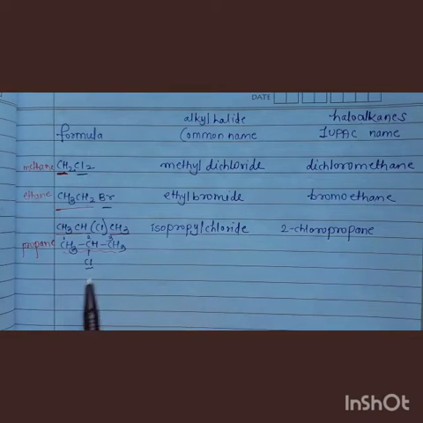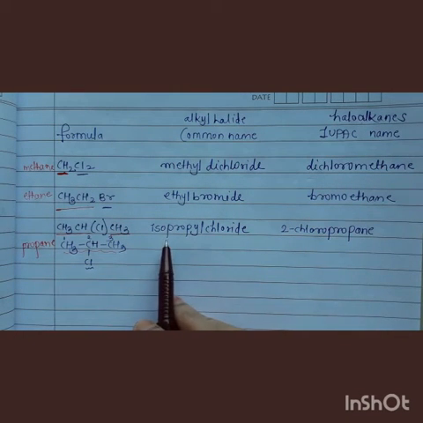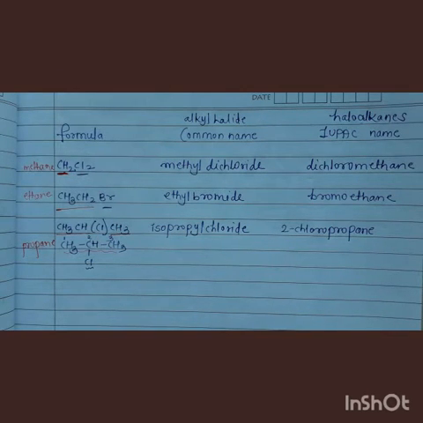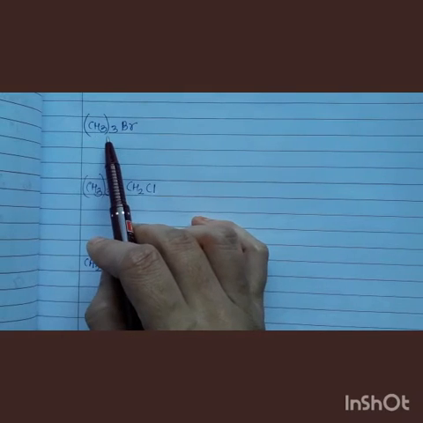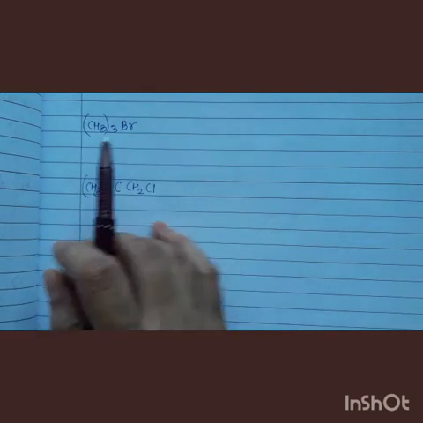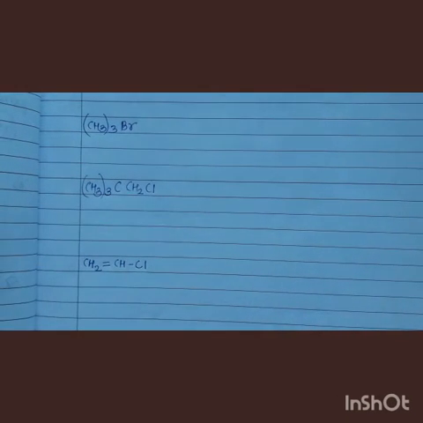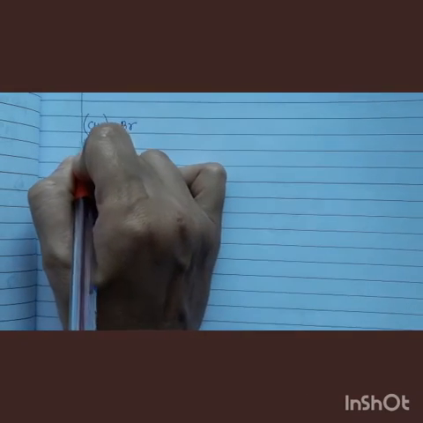Understand? This is 2-chloropropane and the common name is isopropyl chloride. Okay. Now let us see some more examples. Now see CH3 thrice bromine. First find the parent alkane. This is your parent alkane.